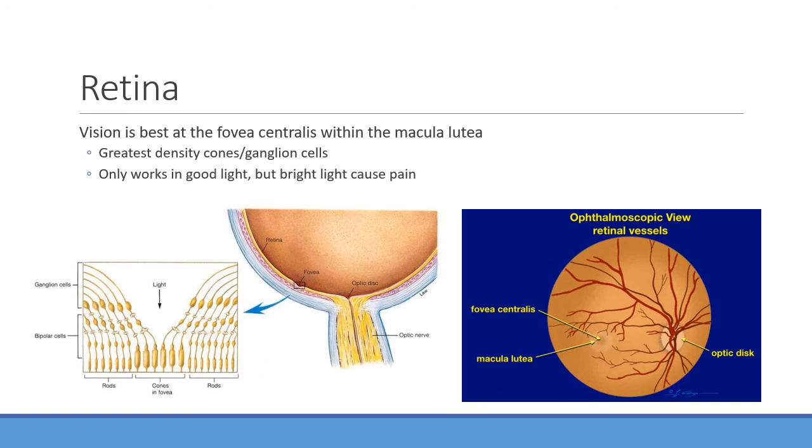And so again, it works best with nice good light conditions. And then peripheral to that, you may have a little bit more blurriness, but in the fovea, that's where your main vision is going to be. The main focus is going to be there, right?